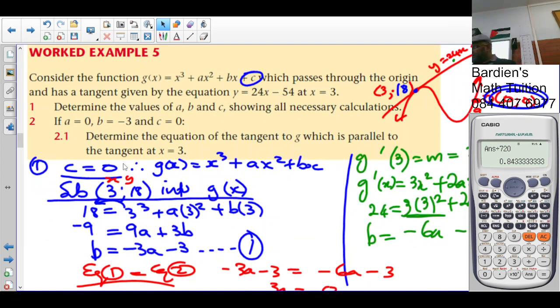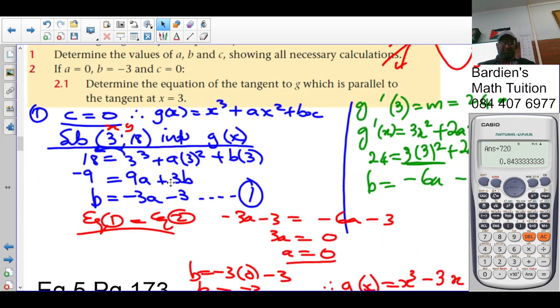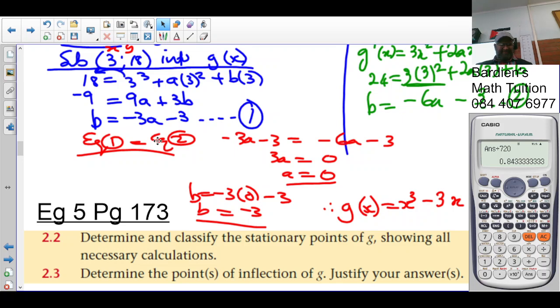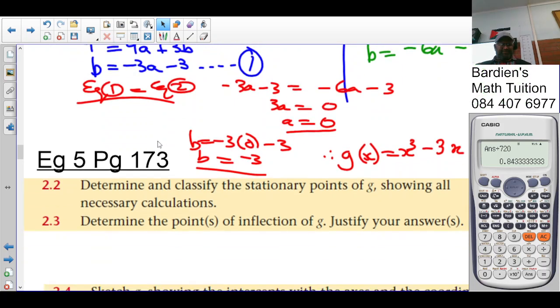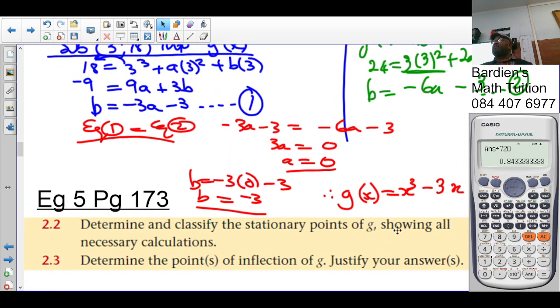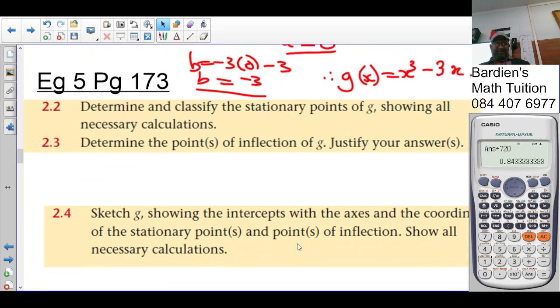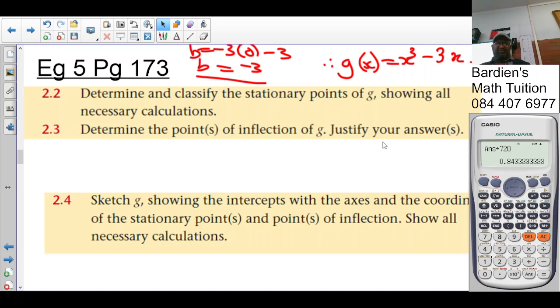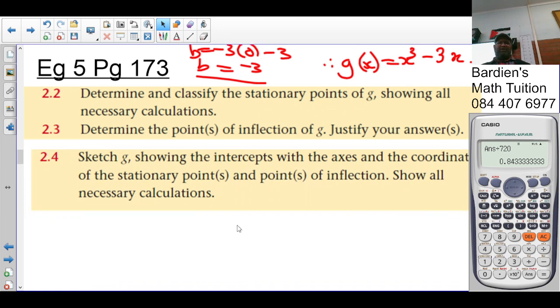Okay. So at this point, in 2.2 they ask you to determine and classify the stationary points. I'm sure you guys can do it now. You can do that part of the sum. Not so? Can you determine and classify the stationary points, the turning points of the graph? Yes, so do that for me quickly. And then determine the point or the points of inflection of G, and then sketch the graph. All this you can do at this point.